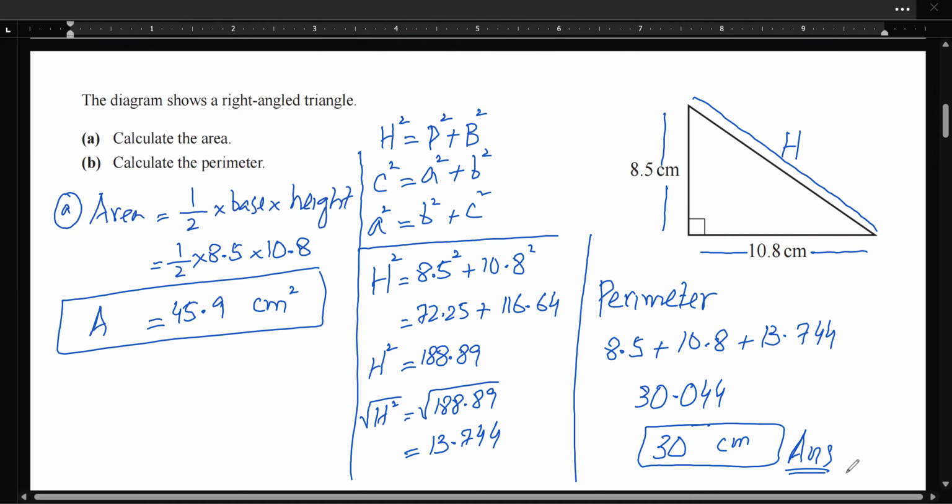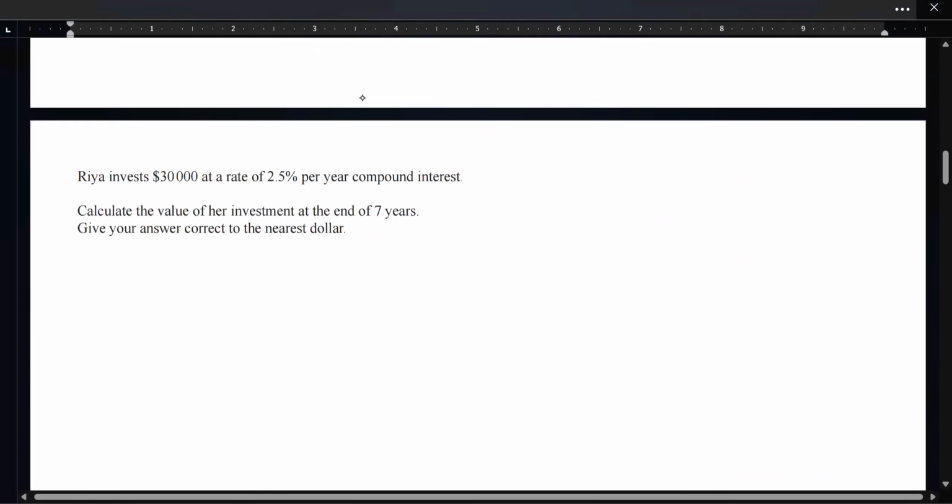That's your part B. We started from here, the part B. Please note it down. I move on to the next question. Take your time. I give you some time so you can note down these questions, these solutions. Yes, I hope you have noted down. Let's move on to the next question.